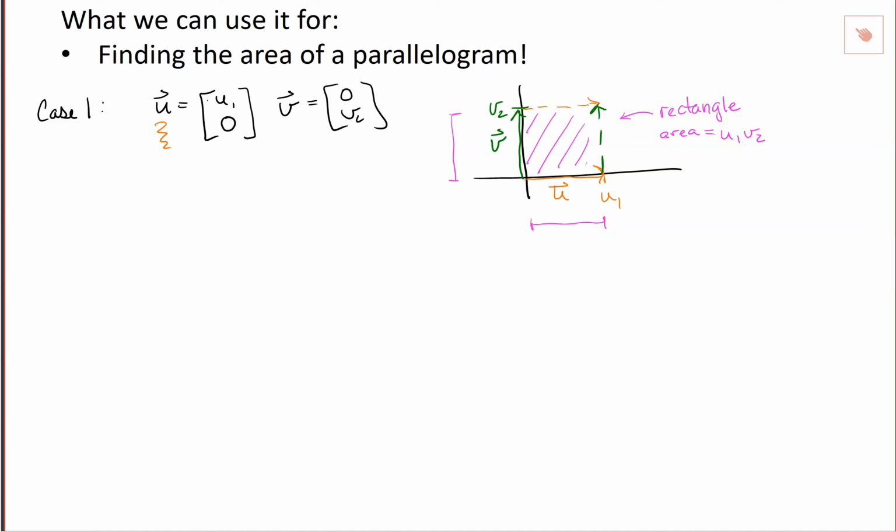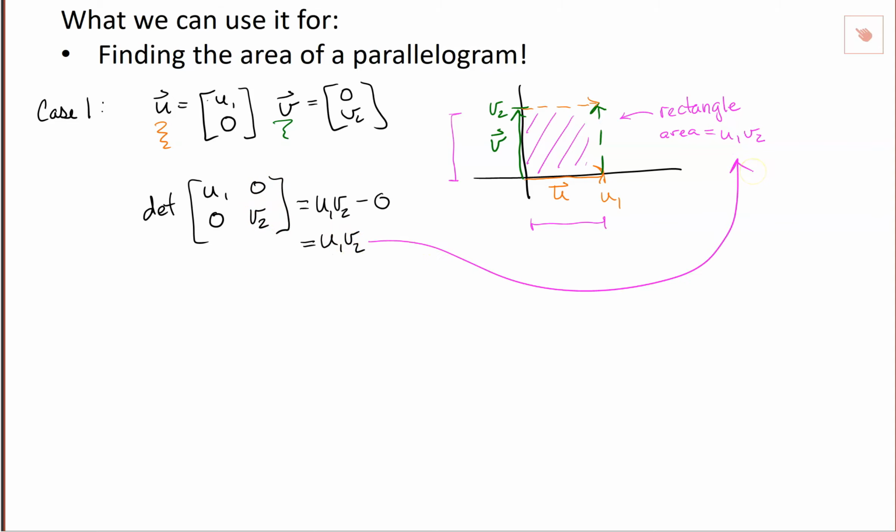Now let's compare that to the determinant of a particular matrix. I'm going to take the matrix that has as its columns precisely these 2 vectors. And if I compute the determinant of that 2 by 2 matrix, that is u1 times v2, which happens to be exactly the area that we found when we computed it directly from the diagram. And so that's one really kind of trivial case. Let's move on to something a little bit more sophisticated.